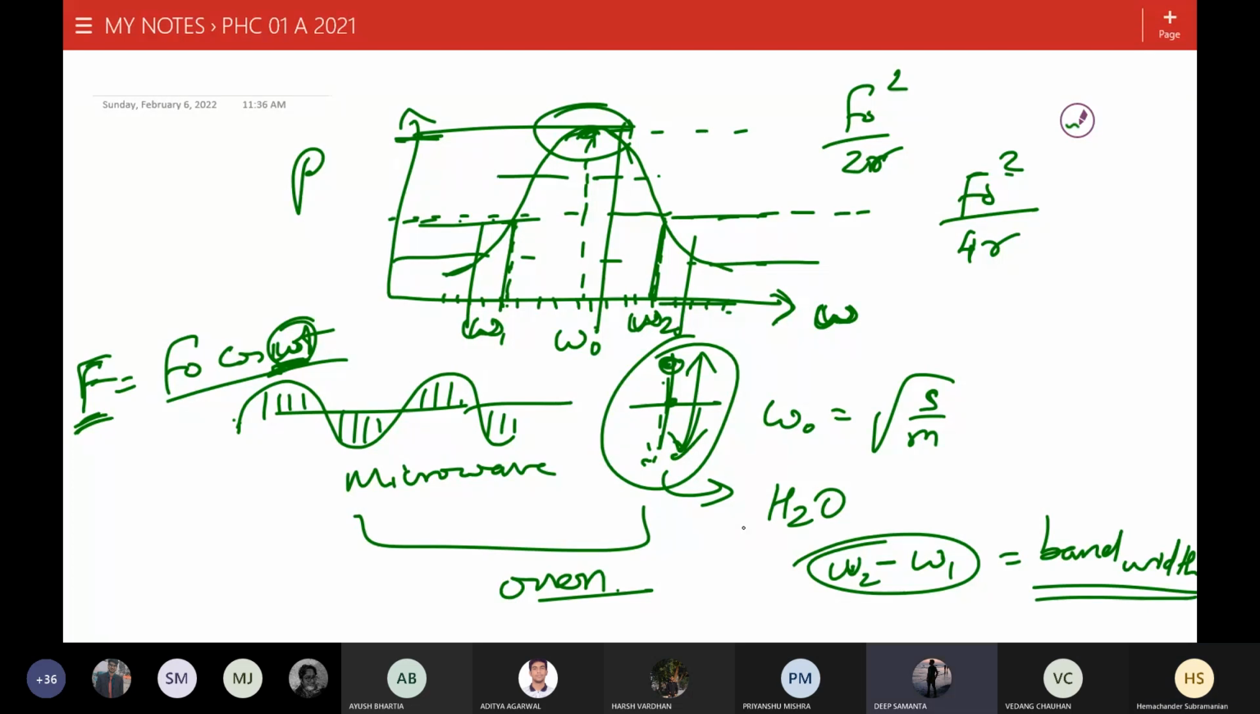If the Q factor should be large for a good device, then in the definition of bandwidth, is it only for the power P by 2, or can we take some other values also? You can take whatever value, but it becomes easy to calculate with half. With the definition of half, it becomes easy to calculate. We will see that it becomes much easier to calculate the Q factor using the definition that at half of the power, you define the bandwidth.